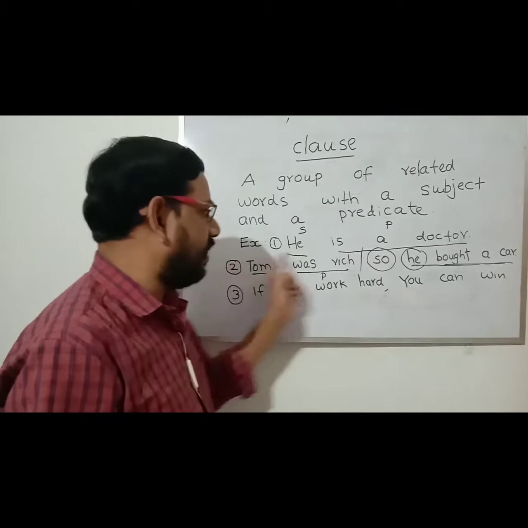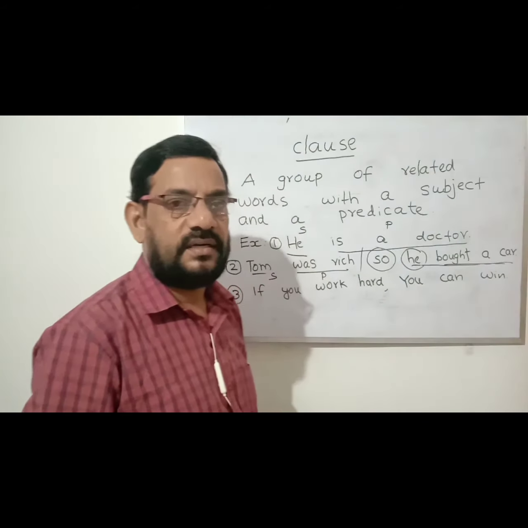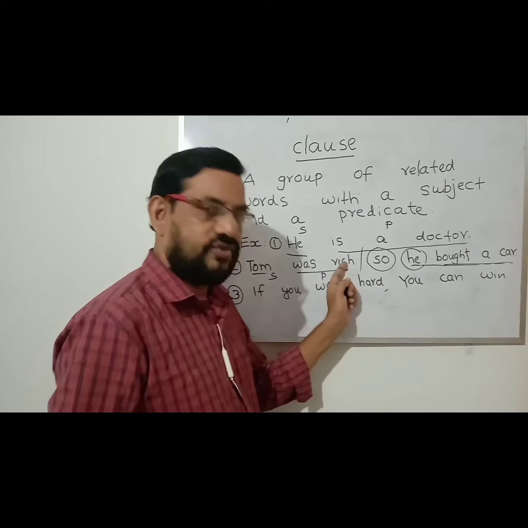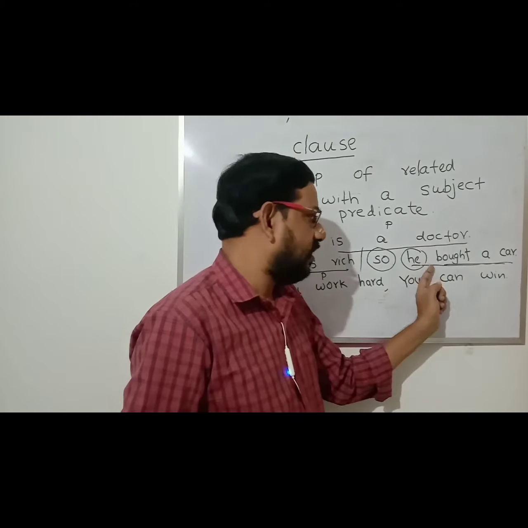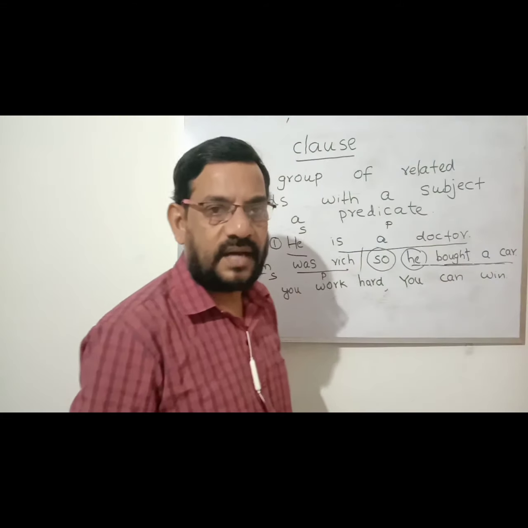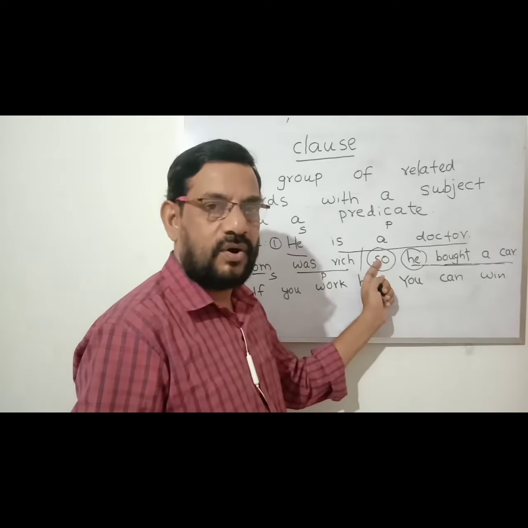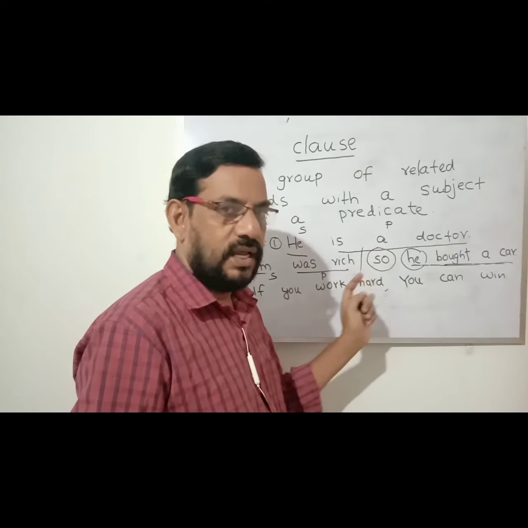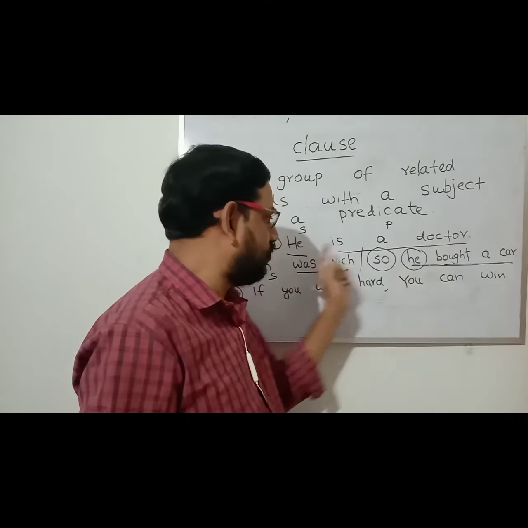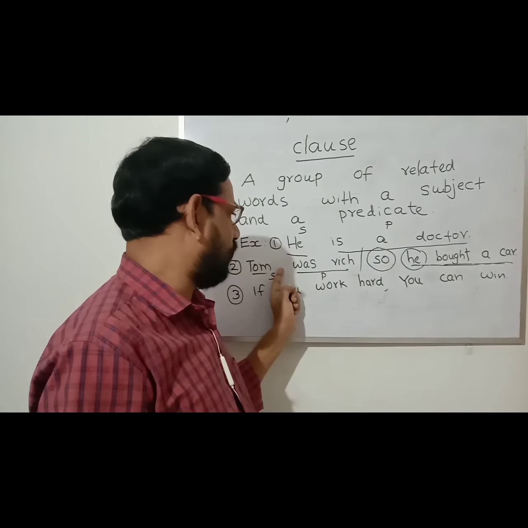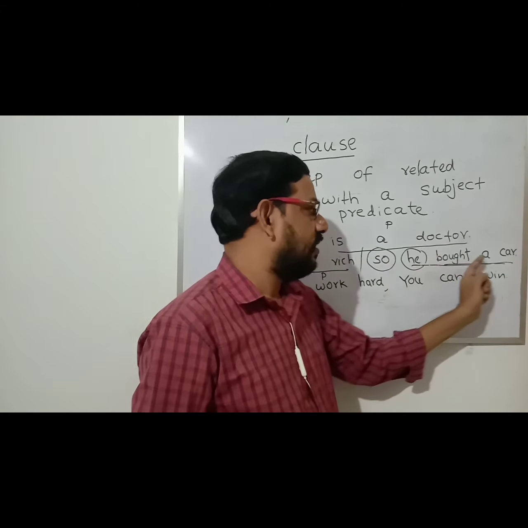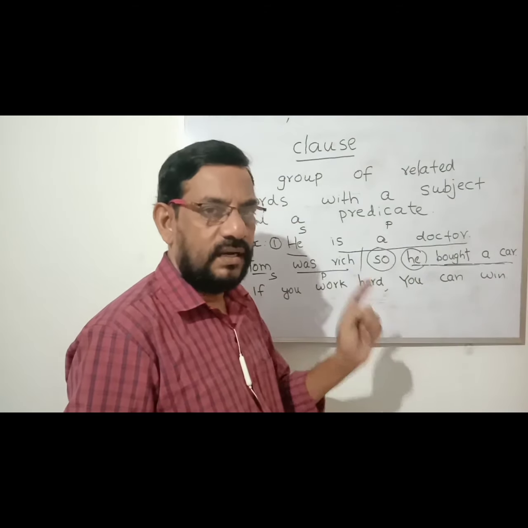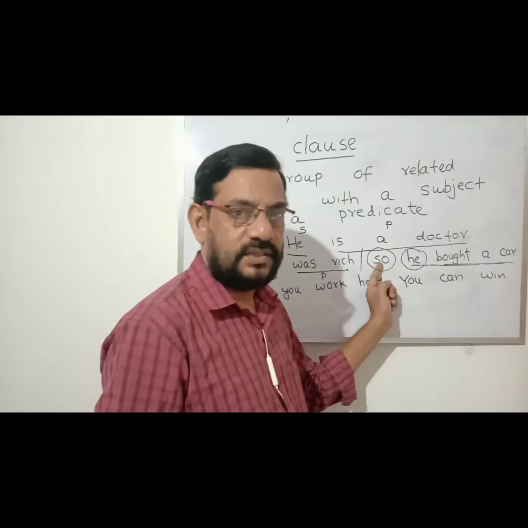So in this long sentence, how many clauses are there? There are two clauses. The first clause is Tom was rich, and the second clause is he bought a car. And so is the coordinating conjunction, combining or coordinating these two clauses. The first clause, Tom was rich, and the second clause, he bought a car, are combined or linked using a coordinating conjunction.